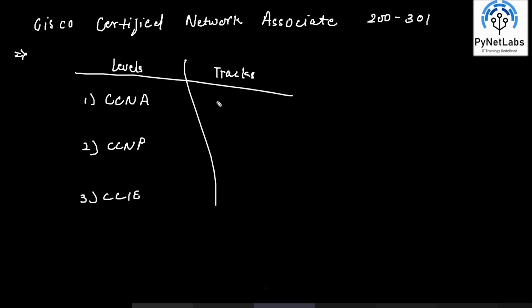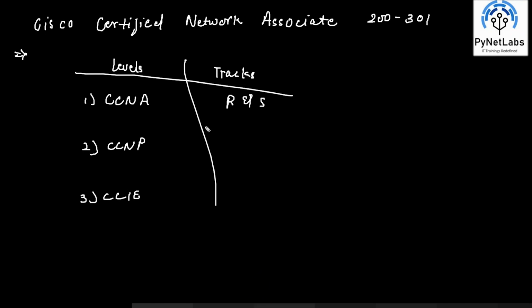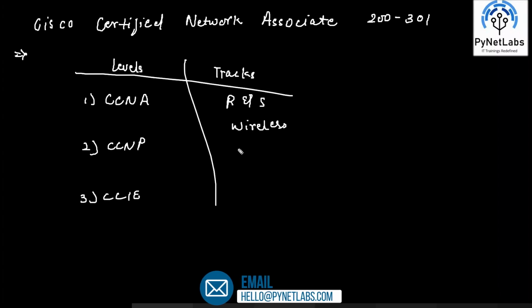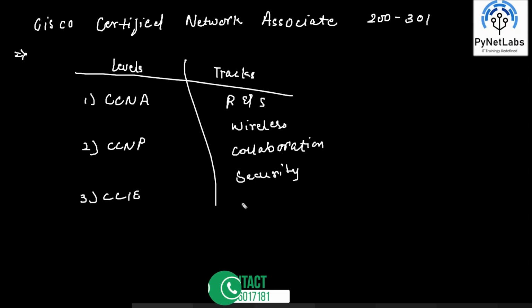So with these certifications, there used to be some tracks also, which are routing and switching. We have wireless. We have collaboration. We have security, data center. So what used to happen before March 2020 was you were given the ability to choose a track out of these available tracks to pursue your certifications.